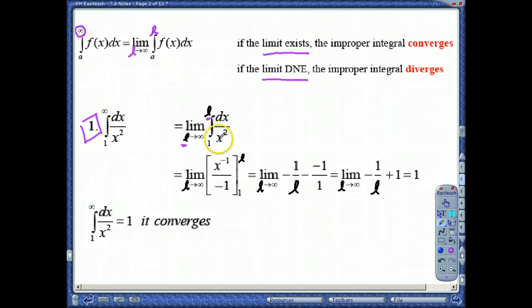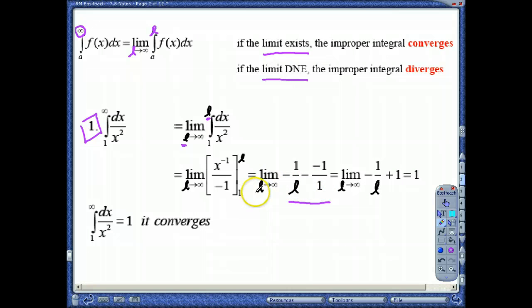Now, are they going to use really, really bad integrals? No. So you're probably not going to have a trigonometric substitution here. So we integrate 1 over x squared, which is x to the negative 2. So we integrate that as x to the negative 1 over negative 1. We're going to plug the L in first, and then we're going to plug in the 1. So this is what we get.